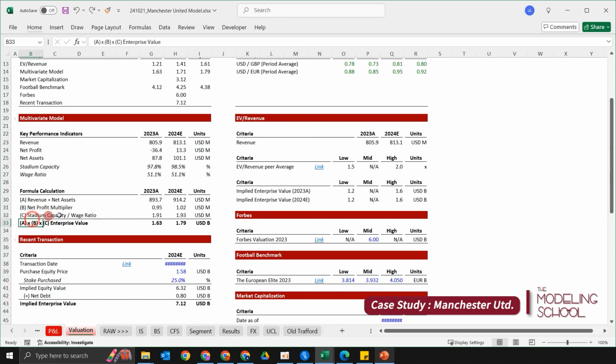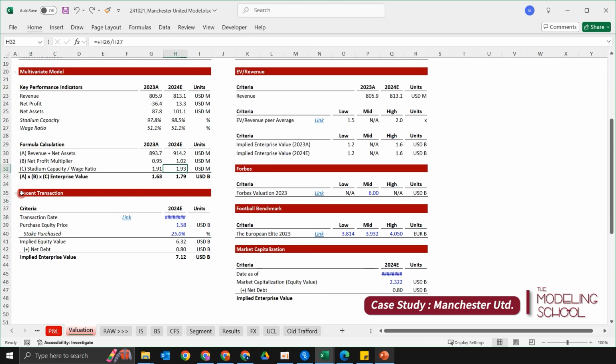And then it's divided by the wage ratio, and wage in a football club is mostly the players' wages. So if you have a star player like, for instance, Cristiano Ronaldo, the wage ratio is going to soar, and it indicates that, in those cases, it decreases the football club's value. That's the gist of the multivariate model.